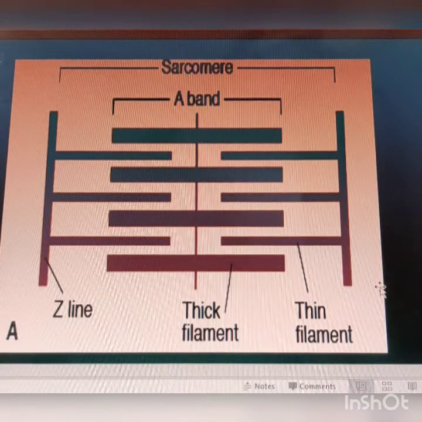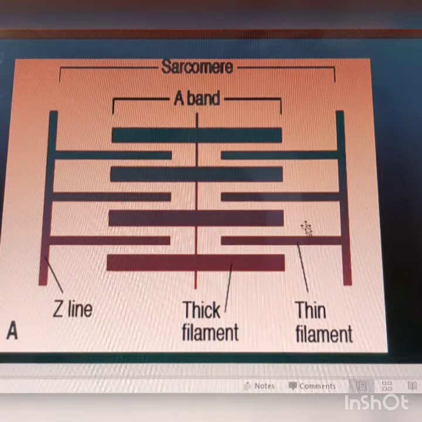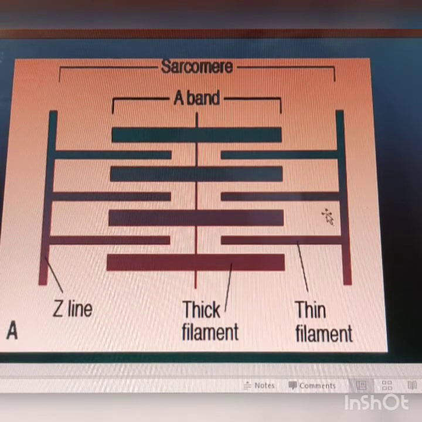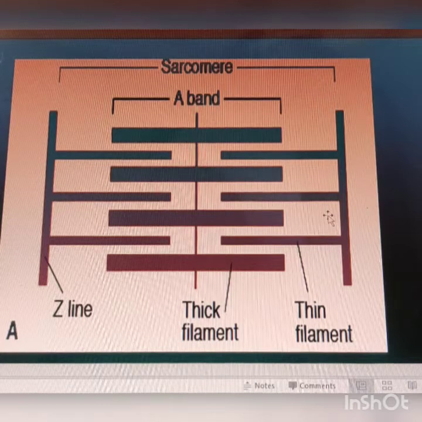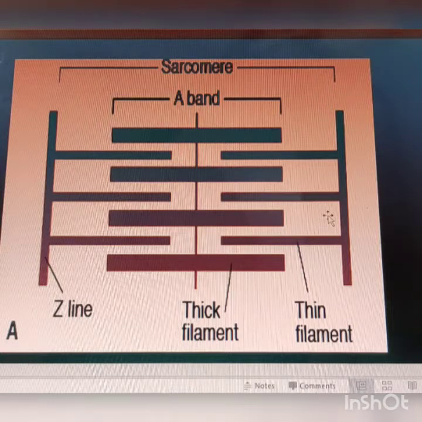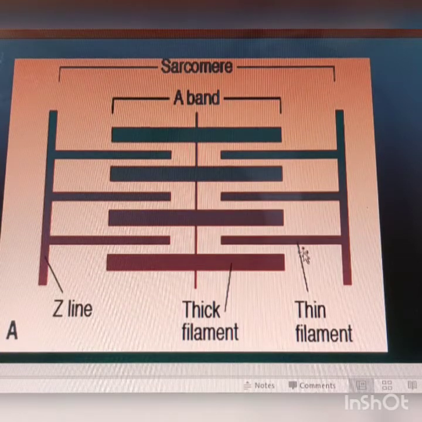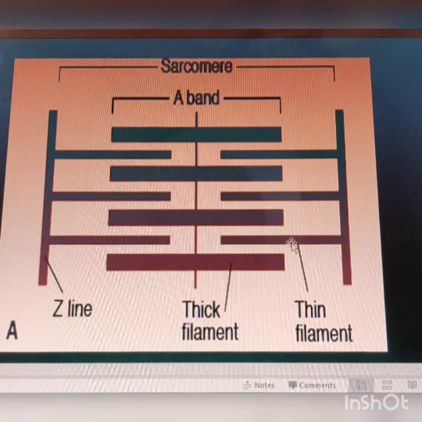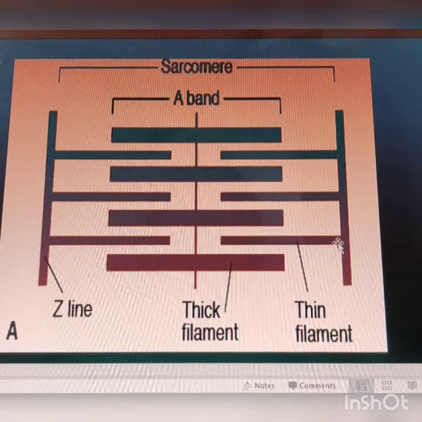In electron micrograph, the Z line appears as a series of dark lines. They are the anchoring point of actin filament, that is the thin filament. Surrounding the Z line is the region of the I band. It is the zone of thin filament that is not superimposed by thick filament. This is not superimposed by thick filament.